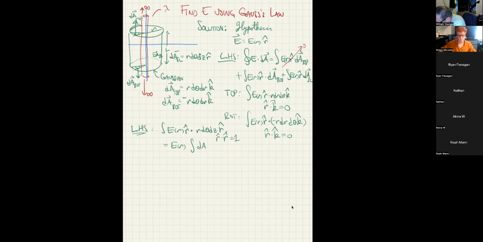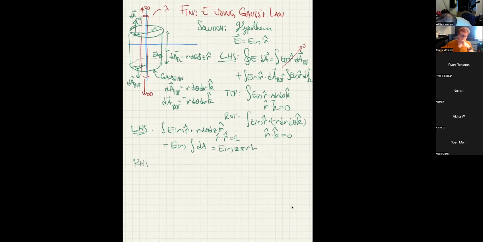And of course, the area of the soup label is just 2 pi R times L. Right? 2 pi R is the distance around. So if you were to cut a soup label off a can of soup, its length would be 2 pi R, but its height would be L. So it's 2 pi R times L.